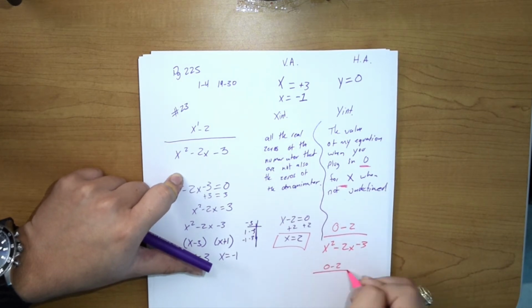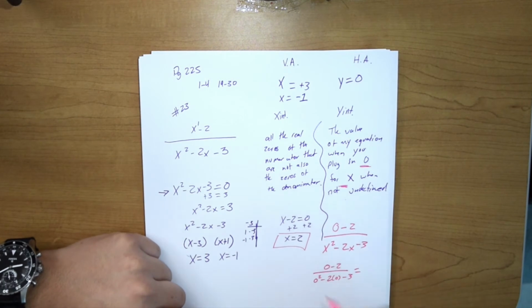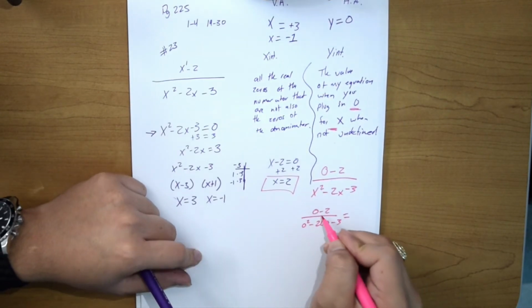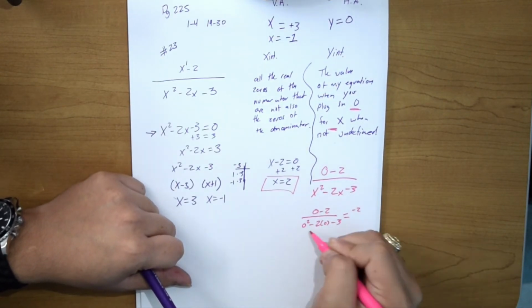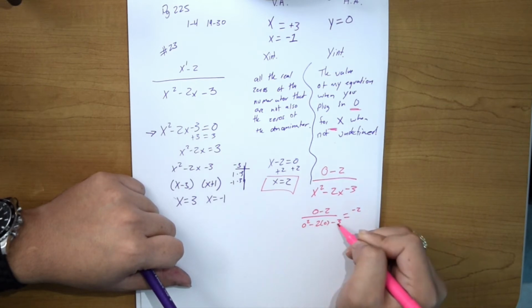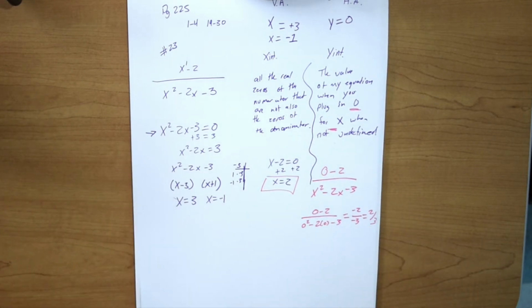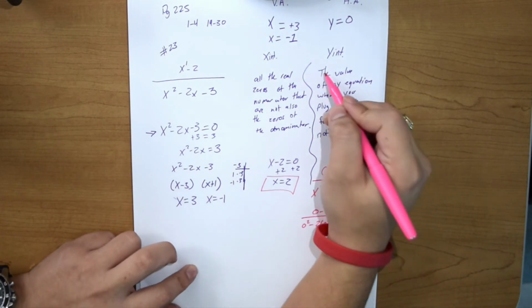So 0 minus 2 divided by 0 squared minus 2 times 0 minus 3. This is going to give me 0 minus 2, which is negative 2, divided by 0 minus 0 minus 3, which gives me negative 3. That gives me 2/3. So we satisfied this first condition.